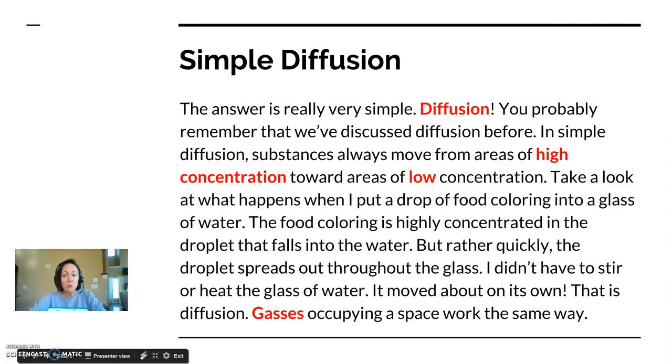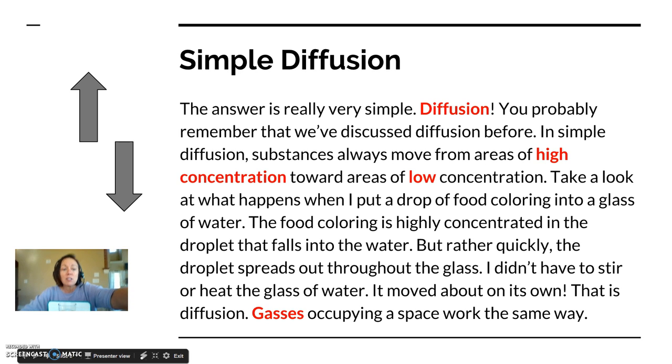It's basic diffusion. You probably remember that we discussed diffusion once before. In simple diffusion, substances always move from areas of high concentration toward areas of low concentration. So I want you to take a look at what happens in this glass. I hope this is something you can see on the screen as you watch. I want to take a look at what happens when I put a drop of food coloring in the glass. So the food coloring is very concentrated when it first drops into the water.